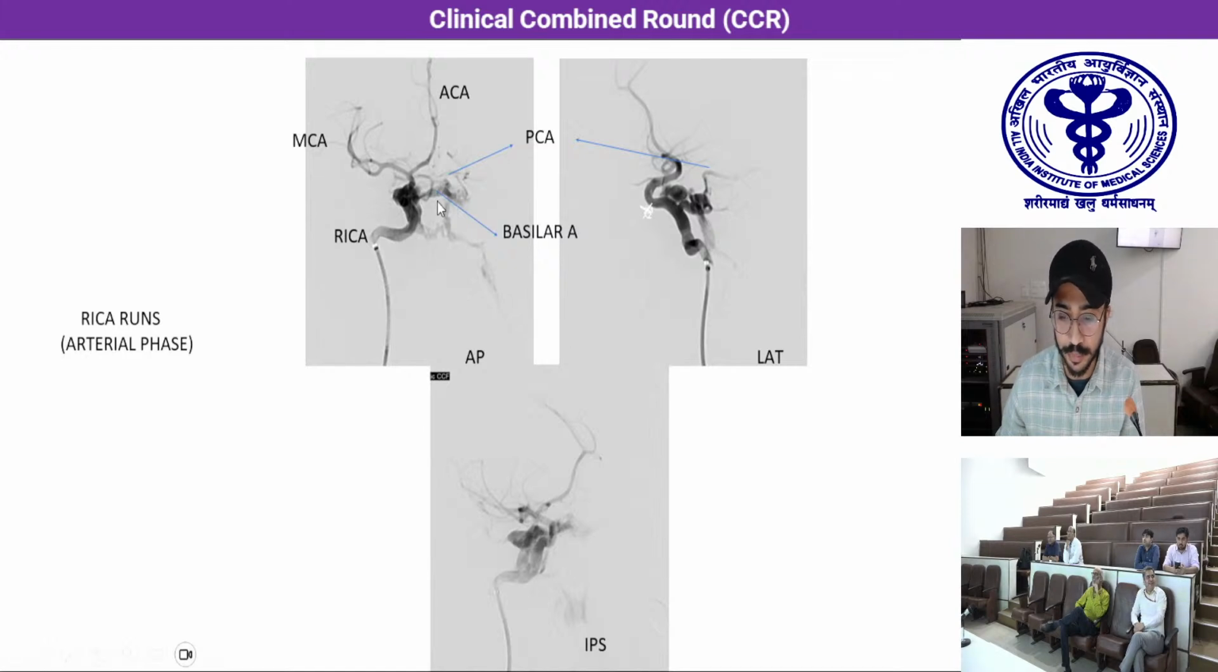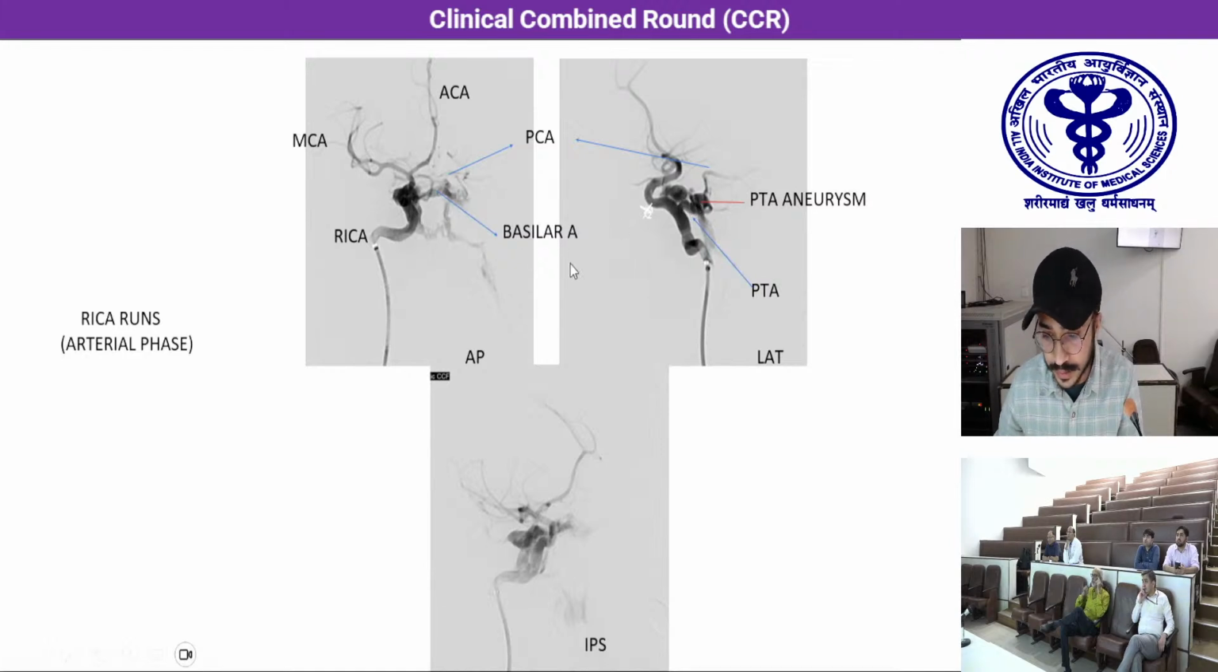Because there is no PCOM here, it is filling via a persistent trigeminal artery, which is better appreciated in the lateral views. We can also appreciate that there is a small outpouching in the posterior aspect of this artery, and there is filling of the cavernous sinus as well, with filling of venous circulation on the arterial images. On the left side, we can see faint filling of the left cavernous sinus, and then the left IPS, that is inferior petrosal sinus. On the oblique images, we can appreciate the same.